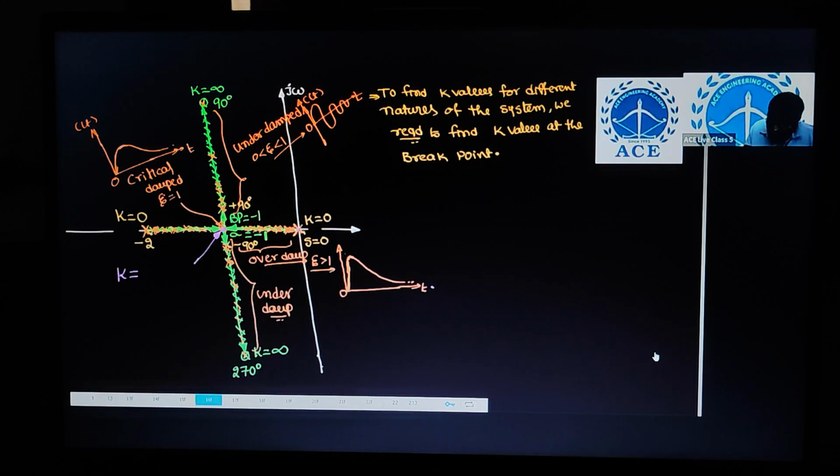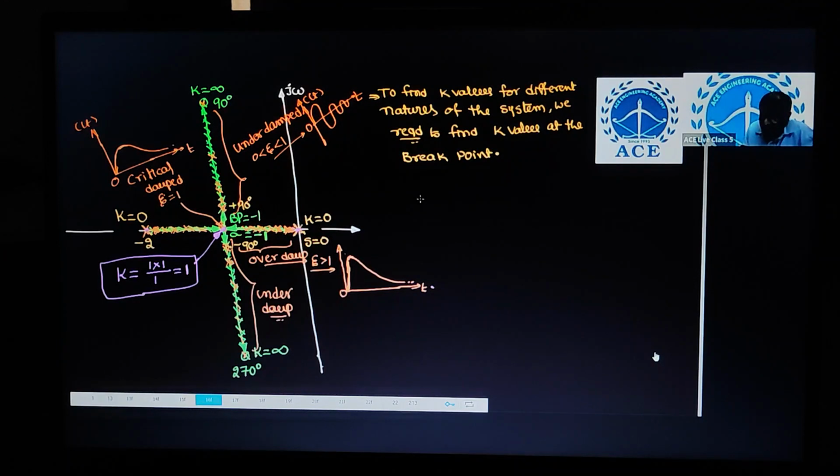The breakpoint is at -1, so the distance from the point to a pole is 1 unit. K equals the product of distances from the point to the poles: 1 into 1. There are no zeros, so K equal to 1. The K value at the breakpoint is equal to 1. Product of lengths: 1 into 1 divided by no zeros is 1.